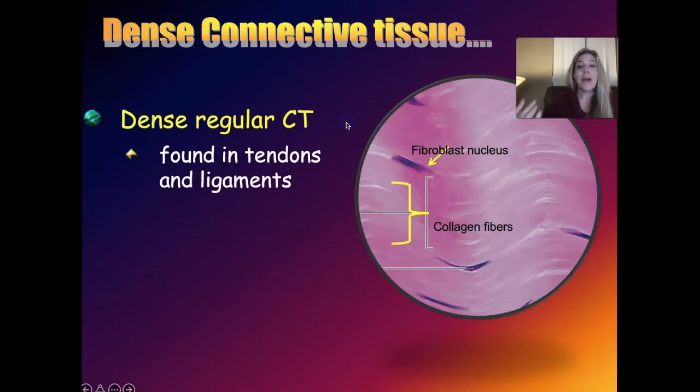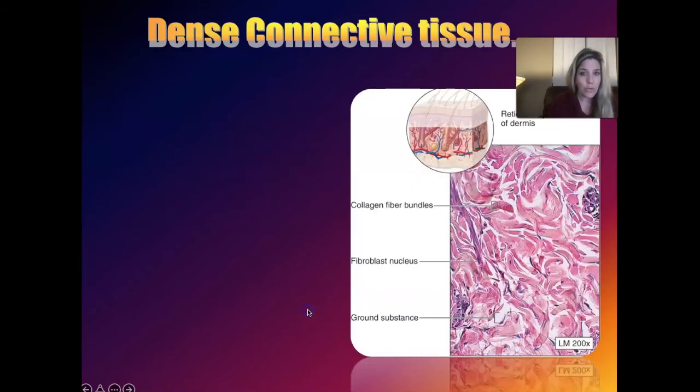So now we can contrast what we just saw with dense regular connective tissue found in ligaments and tendons. We showed you this picture before, but again, you can see that these fibers are parallel, with very little ground substance being shown. You just see the occasional fibroblast cell in there, but other than that, it's fairly uniform looking.